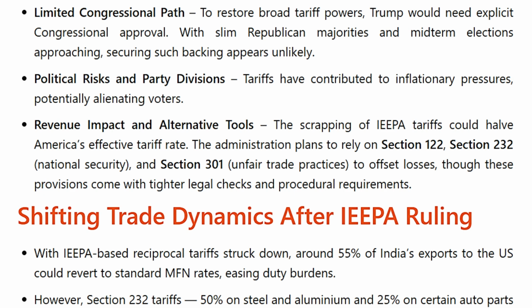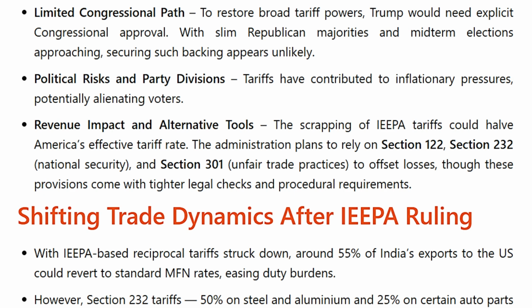Revenue impact and alternative tools. The scrapping of IEEPA tariffs could lower America's effective tariff rate. The administration plans to rely on Section 122, Section 232, national security, and Section 301, unfair trade practices, to offset losses, though these provisions come with tighter legal checks and procedural requirements.